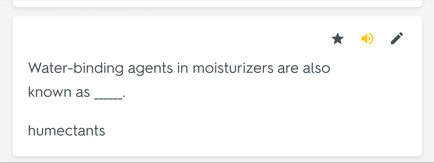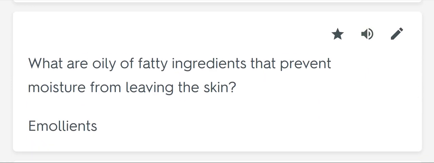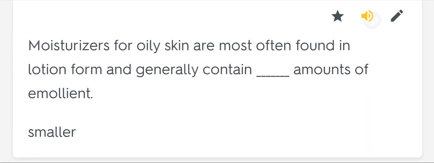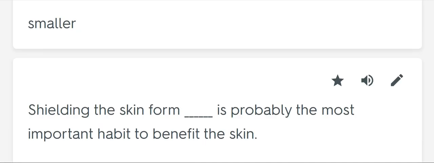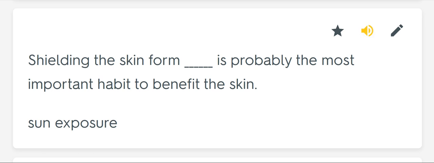Water-binding agents in moisturizers are also known as blank. Humectants. What are oily or fatty ingredients that prevent moisture from leaving the skin? Emollients. Moisturizers for oily skin are most often found in lotion form and generally contain blank amounts of emollient. Smaller. Shielding the skin from blank is probably the most important habit to benefit the skin. Sun exposure.